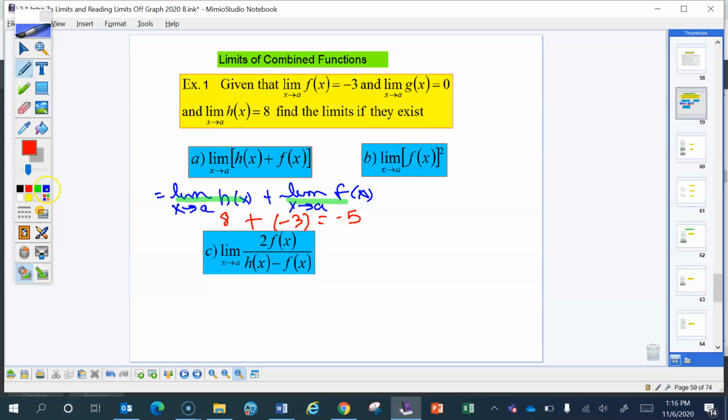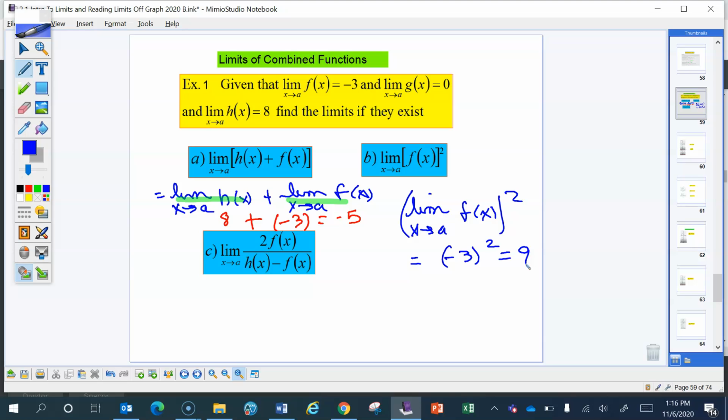In part B, we are doing the limit as x approaches a of a function all squared. So this is really the same thing as the limit as x approaches a of my function, all squared. And this is going to equal the limit as x approaches a of f of x, which is -3, all squared. So this answer is going to be 9.